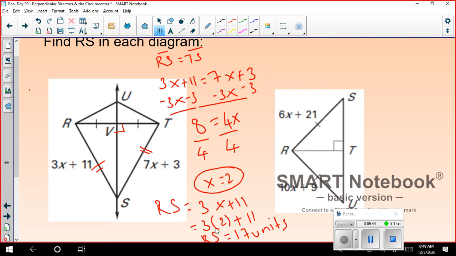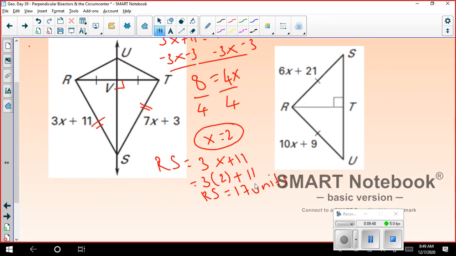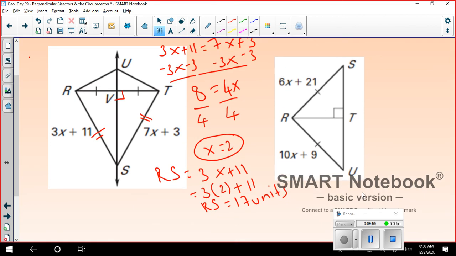Okay, all of you, please try this particular problem. We are trying to find RS. I'll give you about a minute. Let's see if you can get the answer. In case you need any help, please let me know.